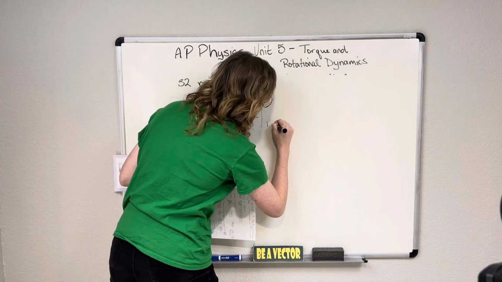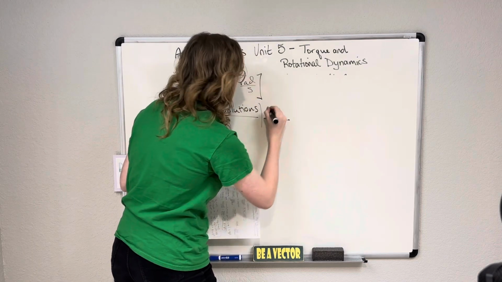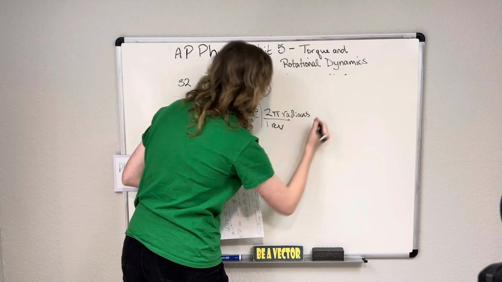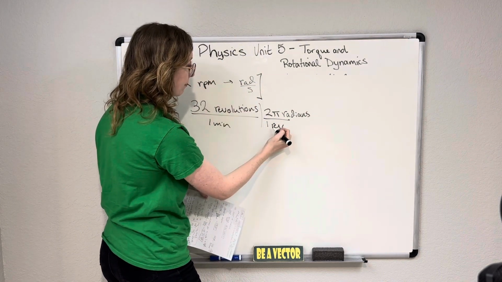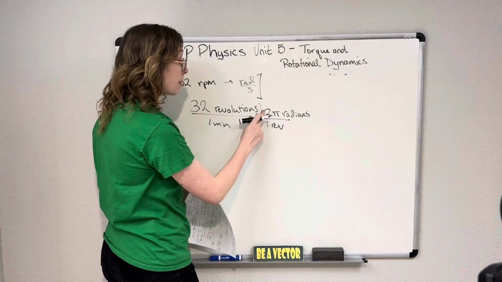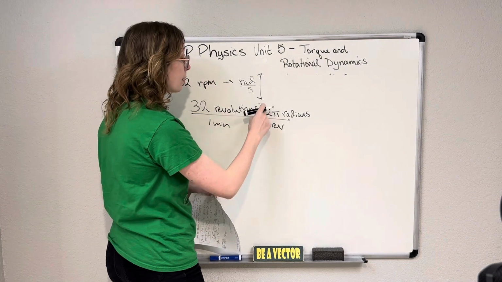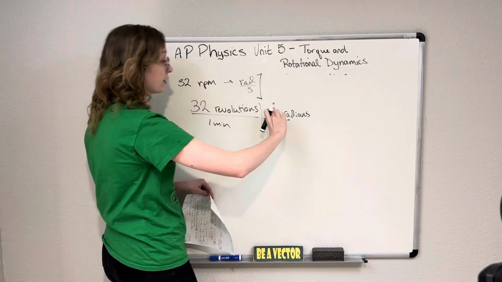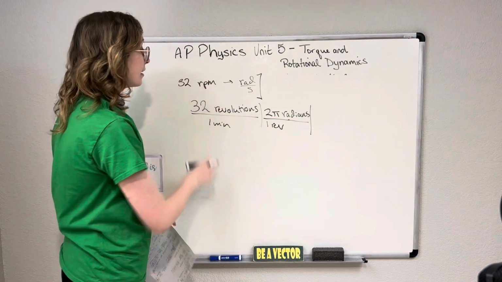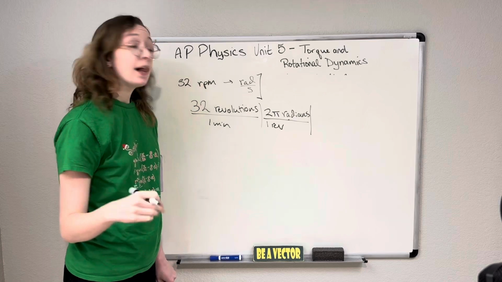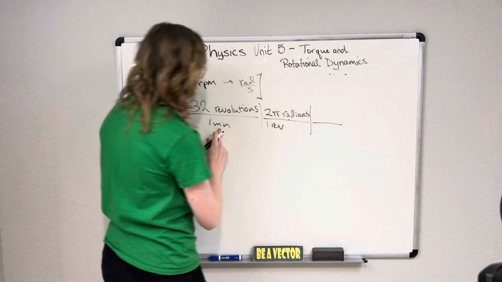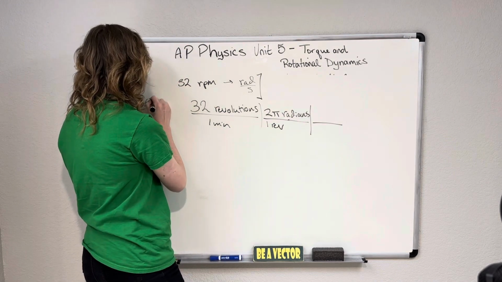So I'm going to put 1 revolution in the denominator, and I'm going to put 2 pi radians in the numerator. My revolutions cancel out with my revolutions, and I'm left with units of radians in the numerator, so that's good. 2 pi radians is equal to 1 revolution, so I'm not changing anything by multiplying this value by like a secret fancy 1, as I often say to my students. Okay, now we need to convert from minutes to seconds. Well, how many seconds are in a minute? 60, okay?